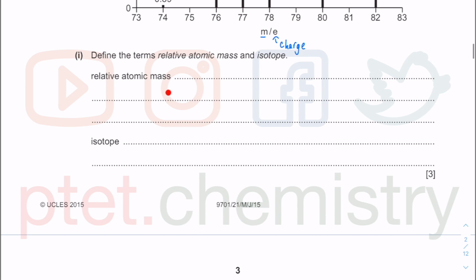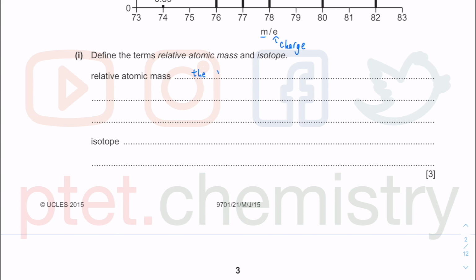As expected, they do want you to define this particular term. For 3 marks, there are more lines for the relative atomic mass than the isotope. I would think the distribution of marks is supposed to be like 2 and 1. So Cambridge doesn't give out half marks. So you either get a whole number or you get less than the whole number kind of marks. These are all stated in the syllabus as well.